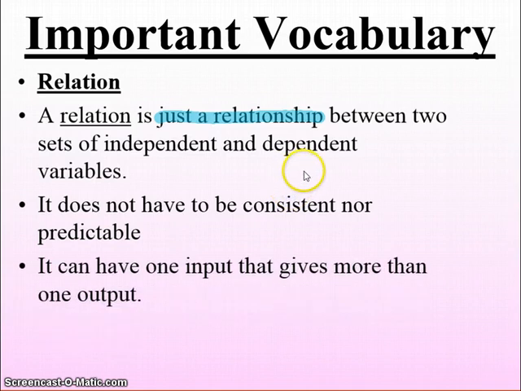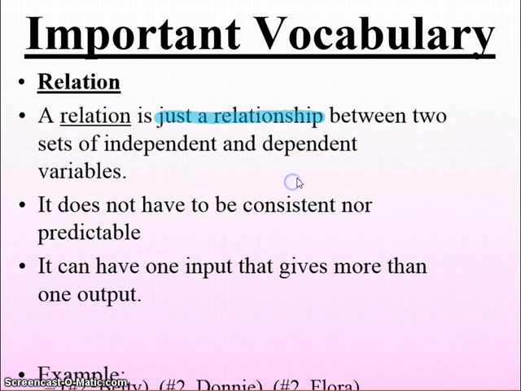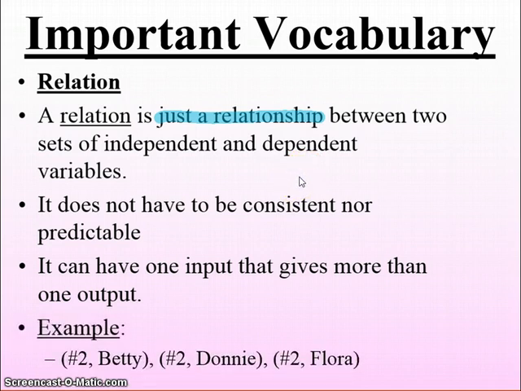For a relation, an input can give more than one output. That's okay. That creates the inconsistency, or the fact that it does not have to be predictable. So for example, when we had 2 as an input and we said, well, that could be Betty, or 2 could be Donnie, or 2 could be Flora, that was an example of a relation because there was a relationship between number and name. And as soon as there's a relationship, we can call it a relation.